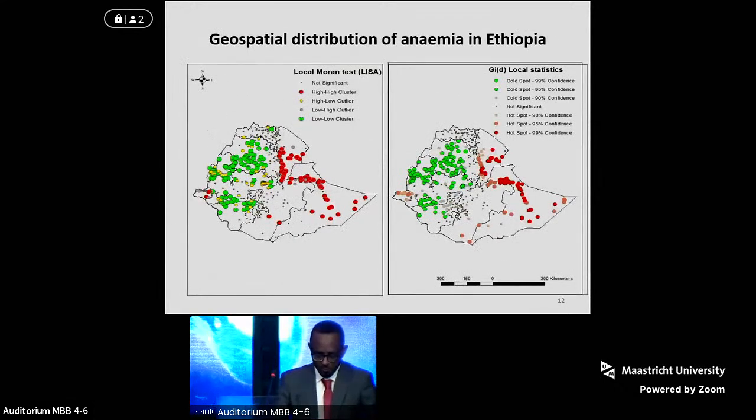As we can see from the picture of this geospatial analysis, the local Moran's I test and the Getis-Ord test showed high clustering of anemia in the eastern part of Ethiopia. The red dot points indicate that there is high clustering. There are hotspots of clustering of anemia, particularly found in the eastern part of Ethiopia, like Somali, Afar, more of the pastoralist area, and also some in the south and western part of Ethiopia.